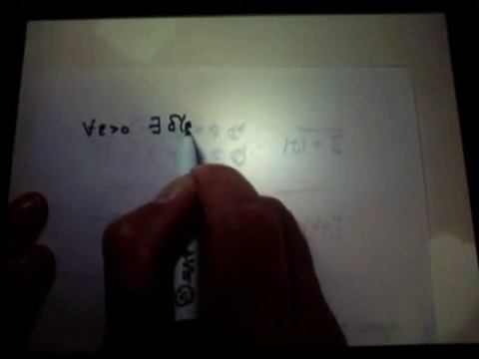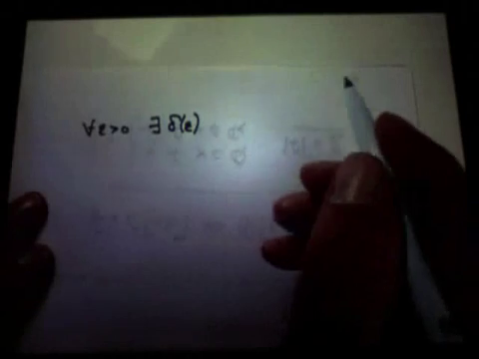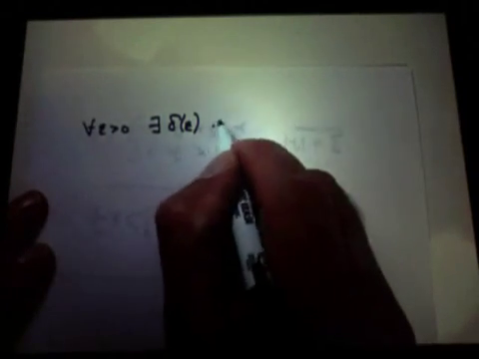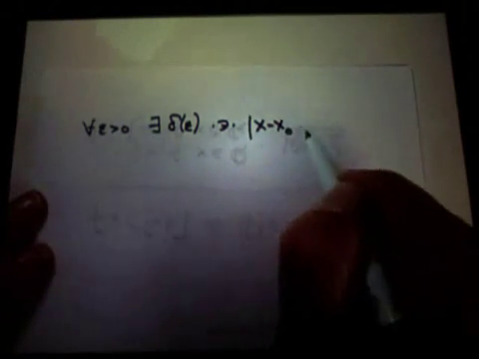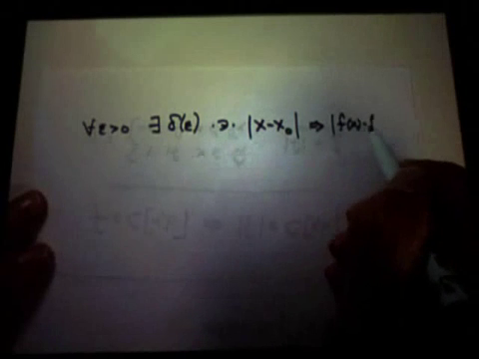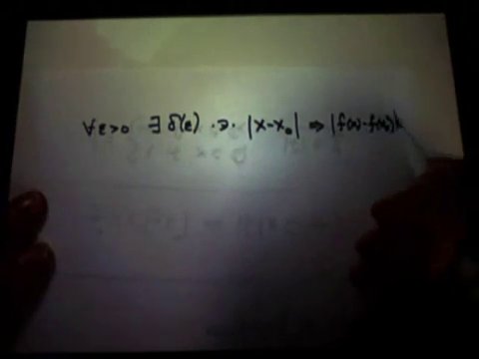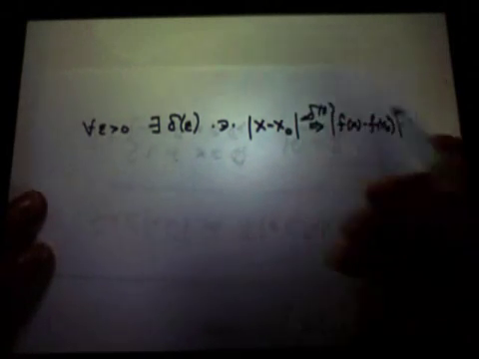Right. For all epsilon greater than 0, there exists a delta, which depends on epsilon, such that whenever the absolute value of x minus the point at which we're claiming continuity is less than delta of epsilon, that implies the difference is less than epsilon, right?